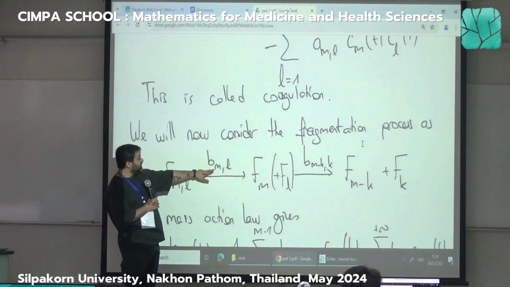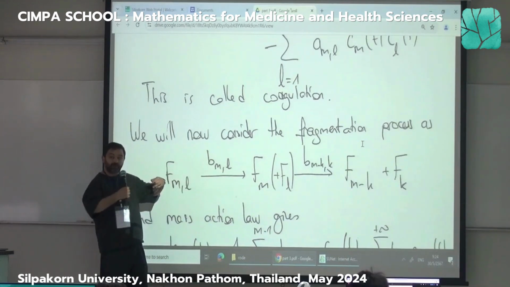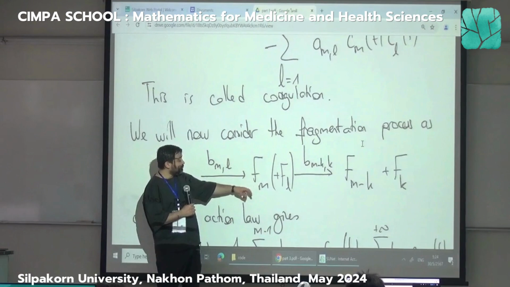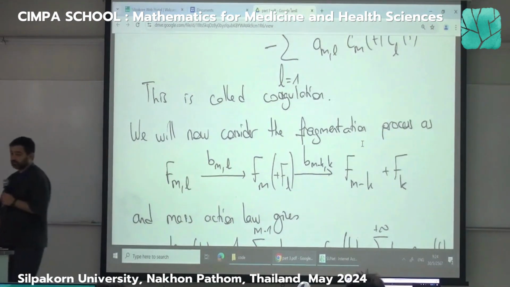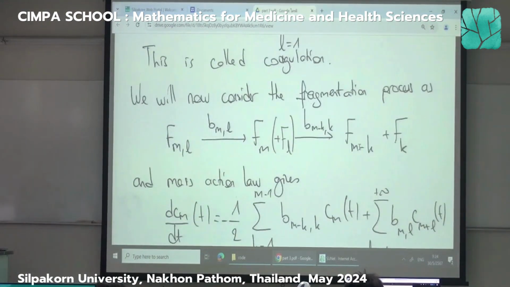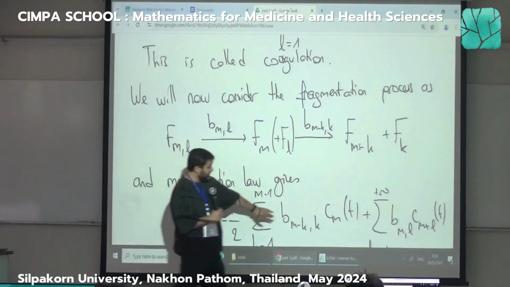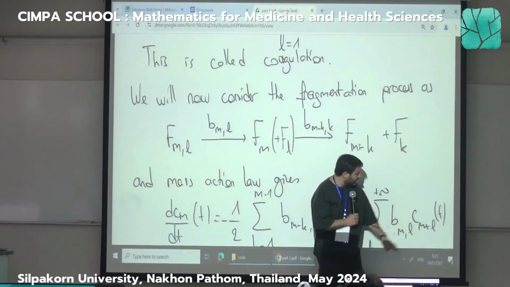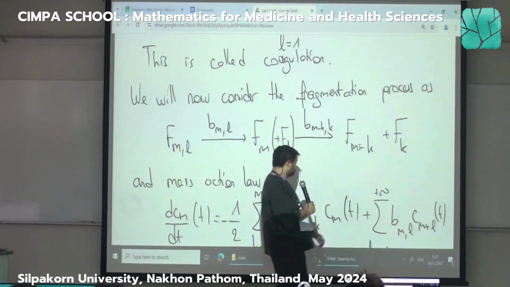So B is the kinetic rate of the fragmentation, which gives you something of size M plus something of size M. So this part in the equation means that a particle of size M plus L will break to give something of size M. Okay?